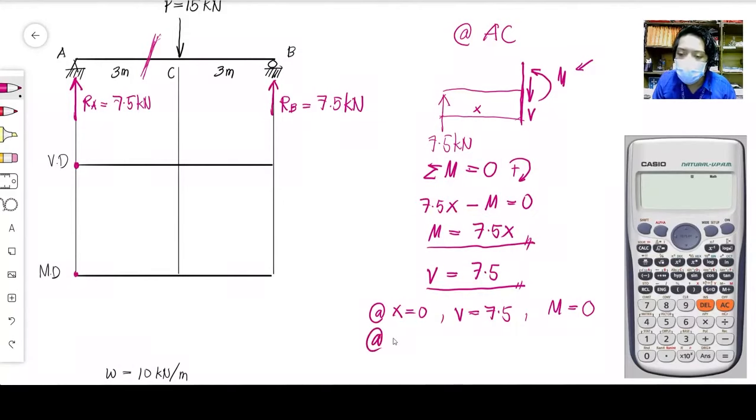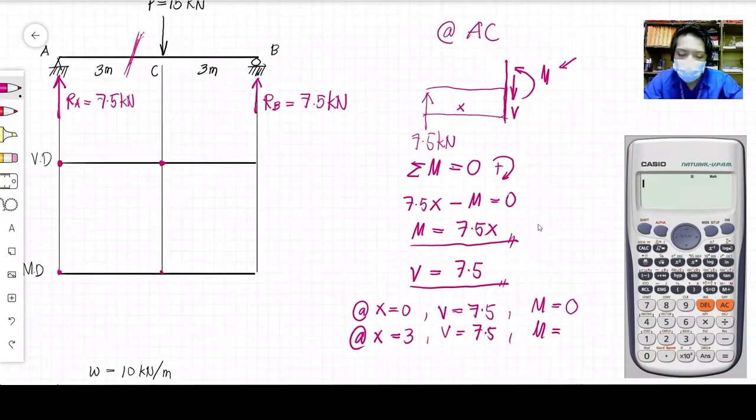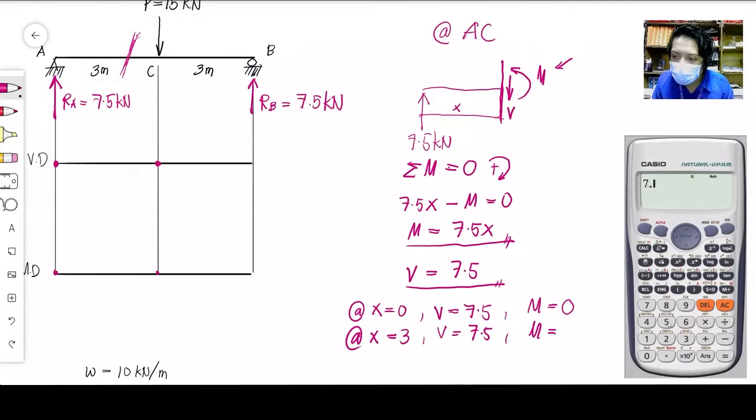Okay. At x equal to 3, so at this point here, your shear is still 7.5. And your moment, you have here 7.5 times x. X is 3, so this is equal to 22.5. This is, of course, in kilonewton meter.